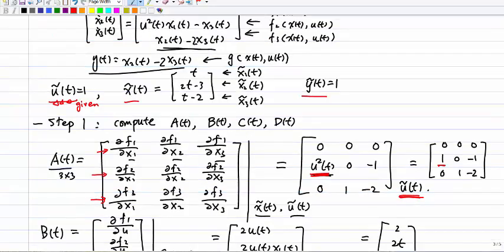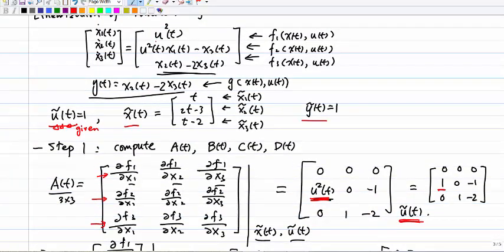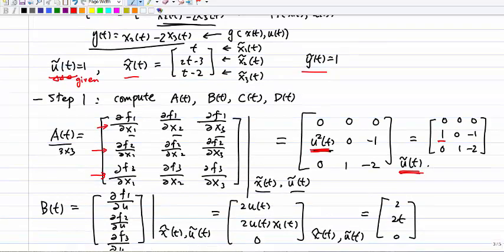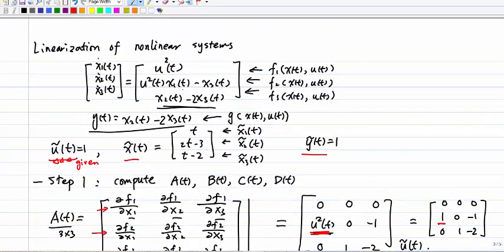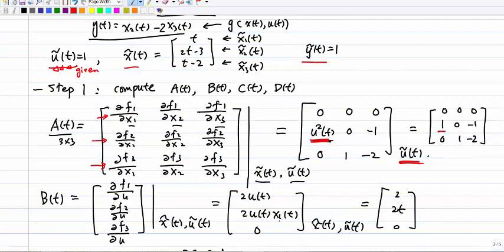Okay, so partial f1, if you do this one, partial u, you can see u as a variable, of course. The u squared with respect to u, you have 2u. Okay, and for the second one, you can see x3 as a constant, x1 as constant. You only see u as a variable. So u squared, x1 is constant. You can put a constant with a u squared. You take the derivative, you get 2u(t) times x1(t).